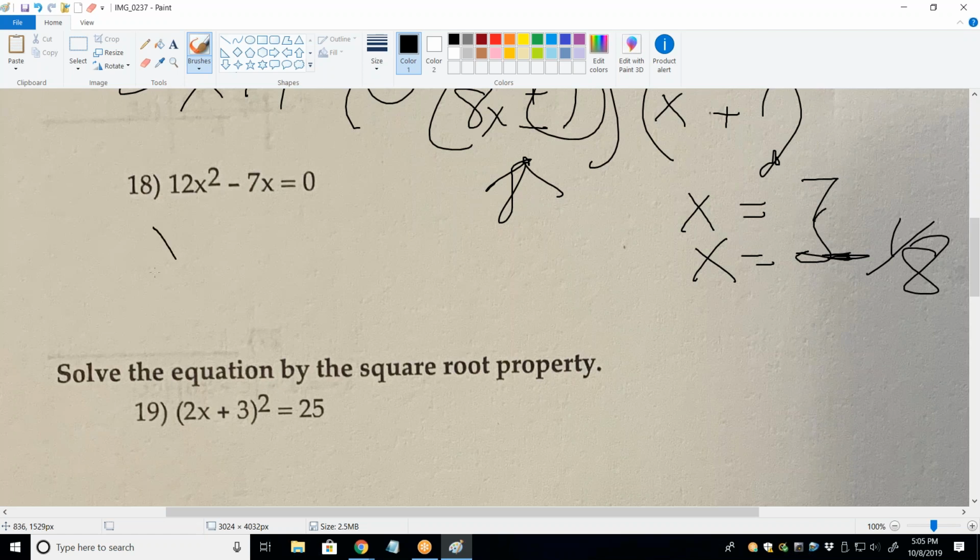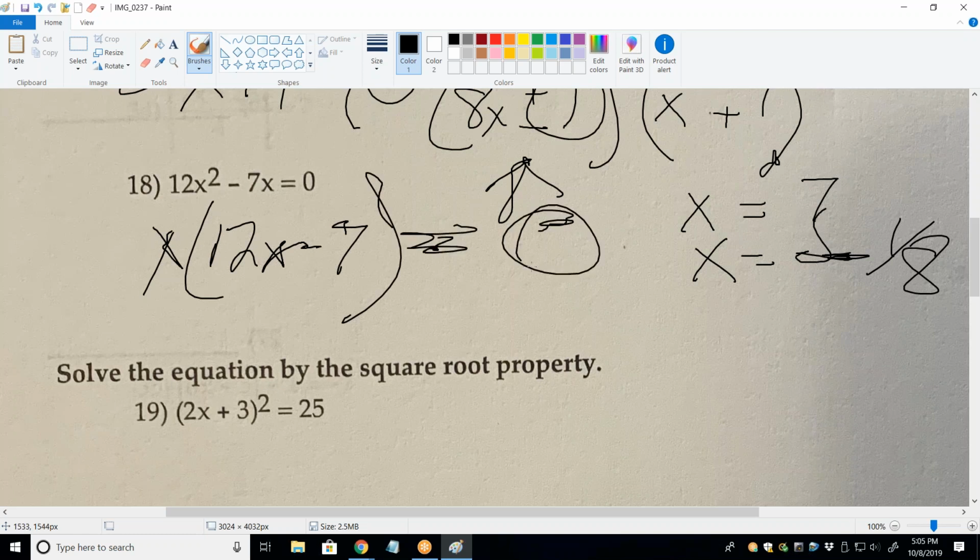No. X. Oh, yeah, you can take the x out. I need that. Now you got two things multiplied.